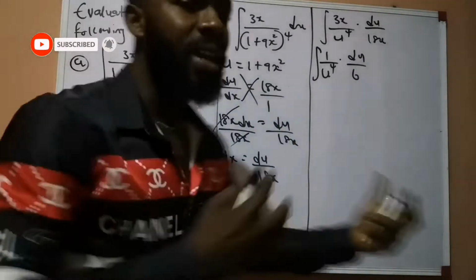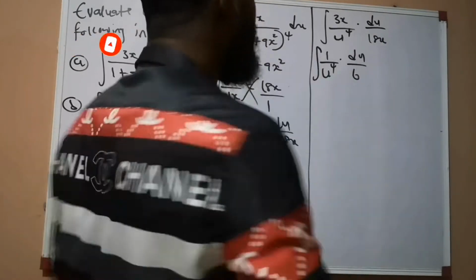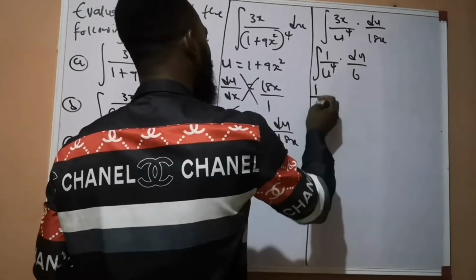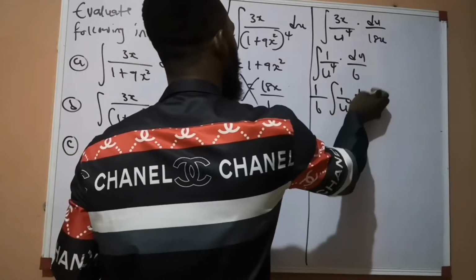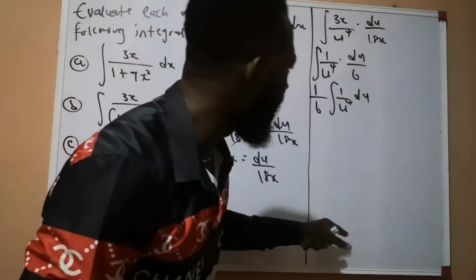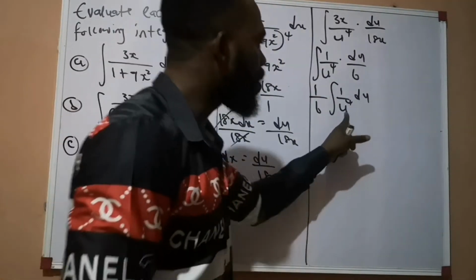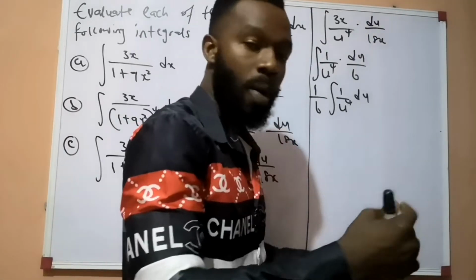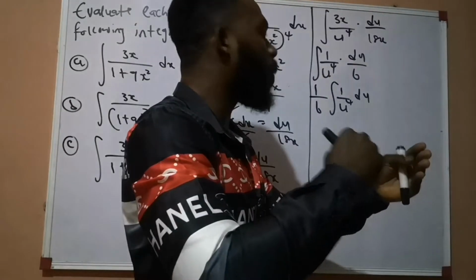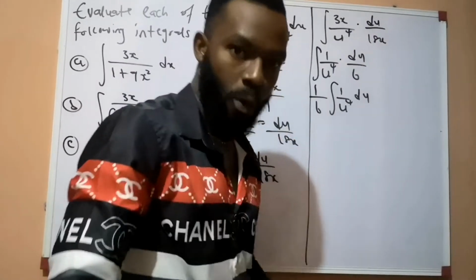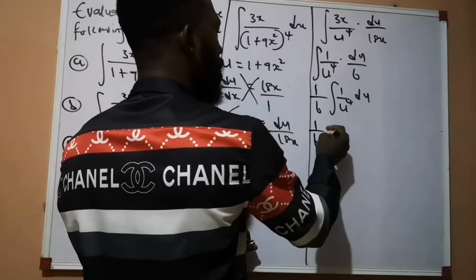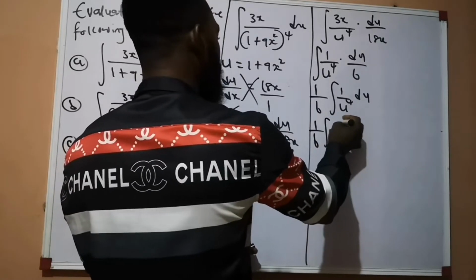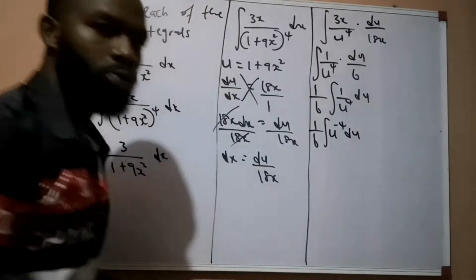So what do we do next? Now we bring out the constant. Our constant is 1 over 6. If we bring it out, we're going to have 1 over 6 into the integral of 1 over u raised to the power of 4 du. Now at this point, because the u at the denominator has a power, u goes up. When u raised to the power 4 goes up, it becomes u raised to the power of negative 4. So here becomes 1 over 6 into the integral of u raised to the power of negative 4 du.